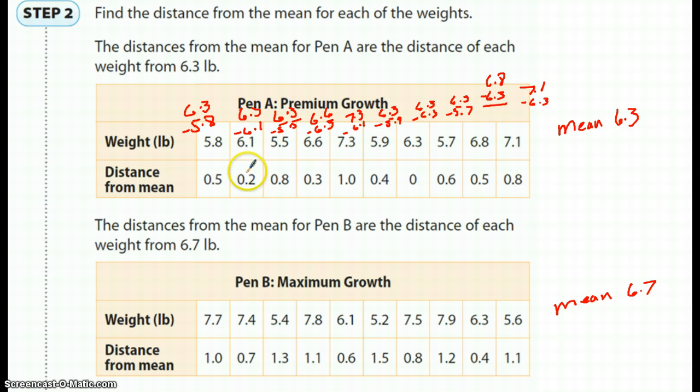So then you should know what we're going to do next. So we do the exact same thing here. We're going to subtract from each one. We're going to subtract 6.7. Okay, and that's going to give us our distance from the mean.